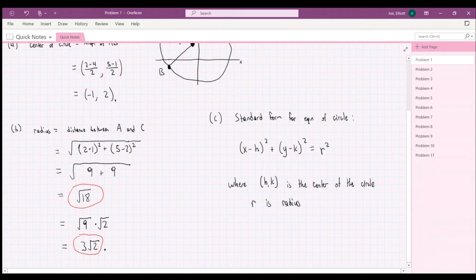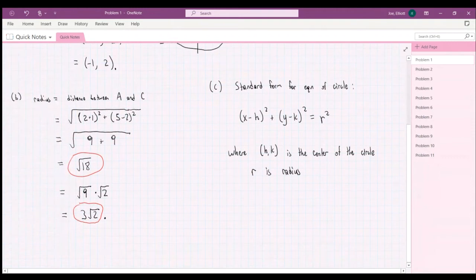So I guess here we've already found both the center and the radius. So we can just plug those numbers into the equation to get the equation of the circle. So in this case, h and k would be the -1 and 2 that we found for the center. So x minus h would be x minus -1. So that would be x plus 1. And then y minus k would be y minus 2.